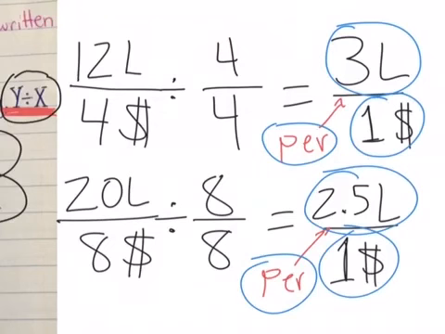So with Coke, we get 3 liters. With Pepsi, we get 2.5 liters. So our dollar goes a little bit further when we're buying Coke.